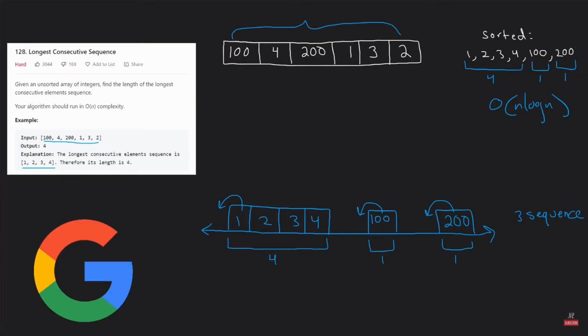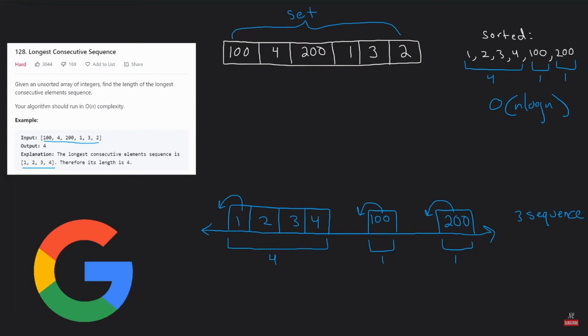So if we wanted to check if 1 had a left neighbor, we would check: does our array contain the number 0? If we wanted to know if 100 had a left neighbor, we'd check: does the array contain 99? The easiest and most efficient way to do this is a hash set, by taking our initial array and converting it into a set.